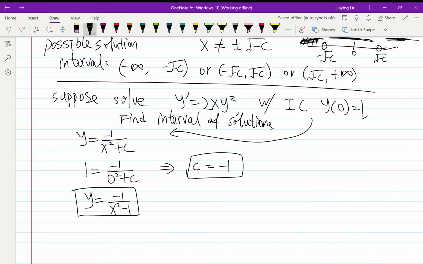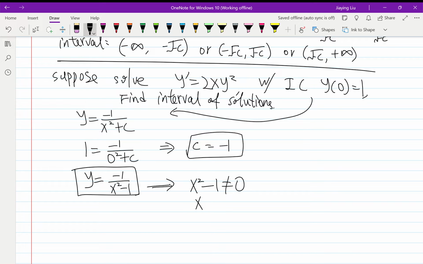We want to know for which x value this solution is going to be valid for the differential equation and the initial condition. Well, we can follow what we did earlier. We know for sure that the denominator cannot equal 0. If we solve for x there, x squared cannot equal 1, so x cannot equal plus or minus 1. That will give us -1 and positive 1. Those two values we have to exclude.